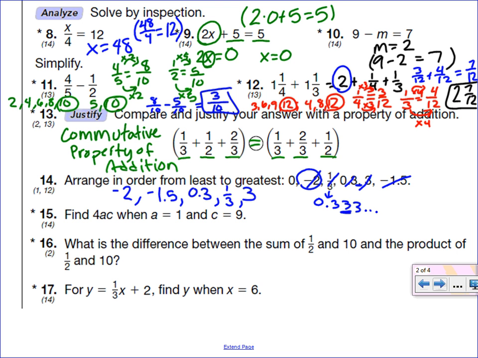Find 4AC when A is 1 and C is 9. So 4 times A is 1, C is 9. So 4 times 1 is 4, times 9 is 36.